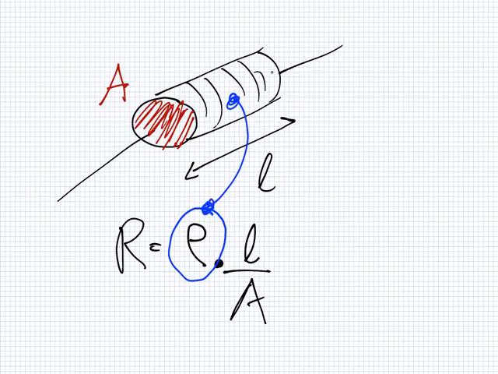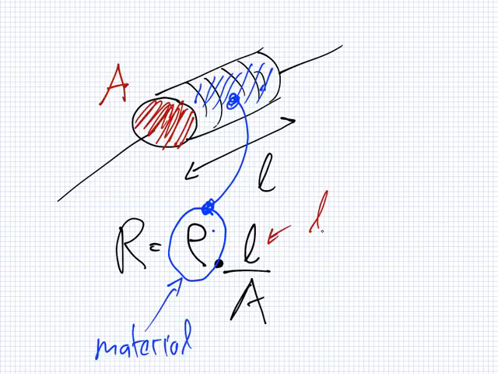Resistivity, yeah. If this is made of something like plastic, this will be big. If it's made of something like metal, this will be small. So this is a constant for the material. This, of course, is the length, and this is the area. This is how you can calculate the resistance in a resistor.